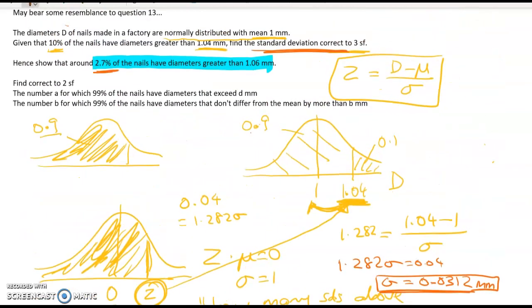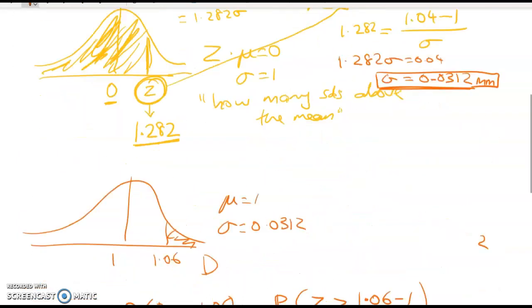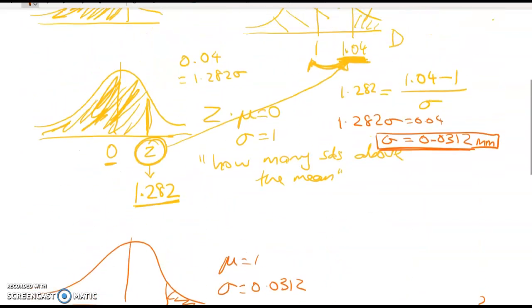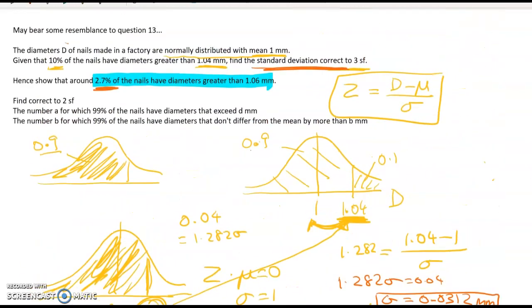We were asked to show that around 2.7% of the nails have blah, blah, blah. So that is equal to 2.7% as required or something like that. Don't need to write that. That's that one done. On to the next two questions.